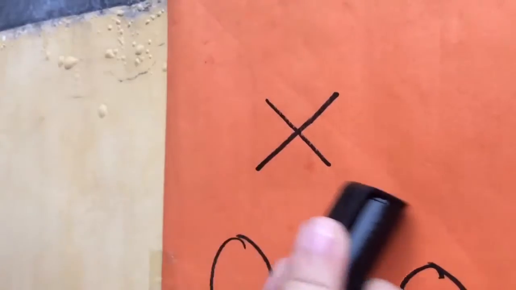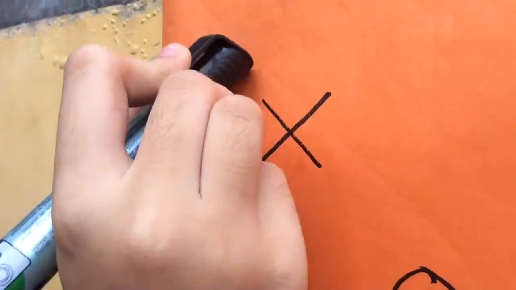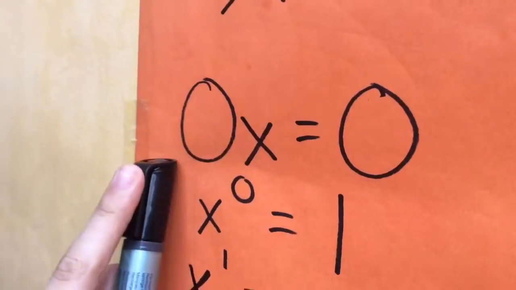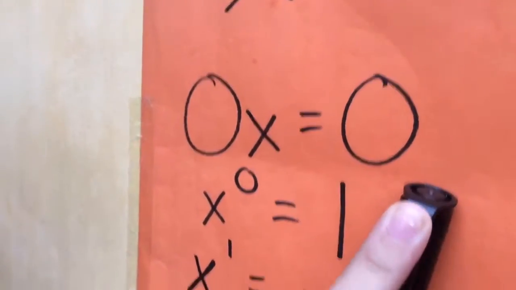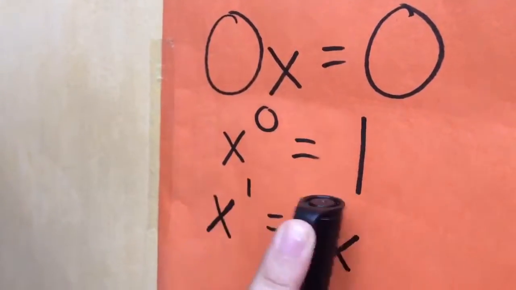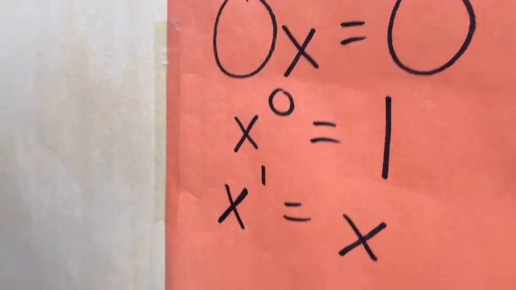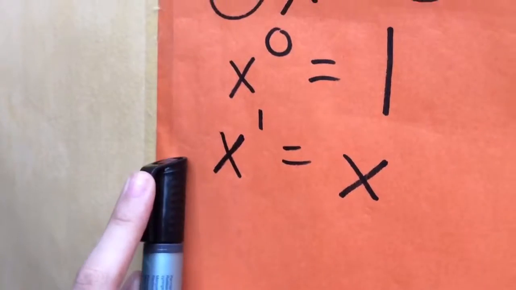When you look at the variable alone, there is a visible coefficient and exponent of 1, not 0. 0x is equal to 0, and x raised to 0 is equal to 1. Any number raised to 0 is always 1. Any number raised to 1 is always itself. Now that you have seen the most basic rules, let's try these examples.